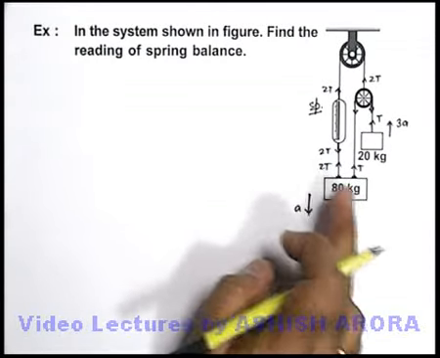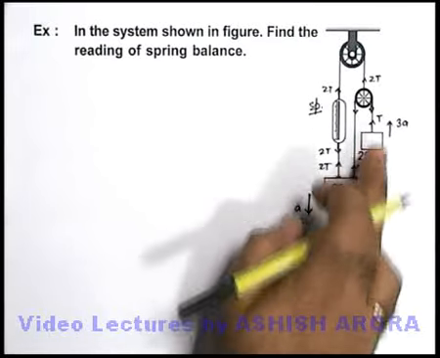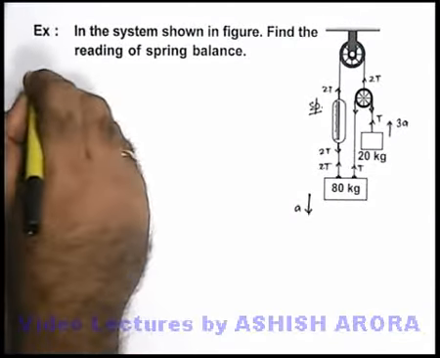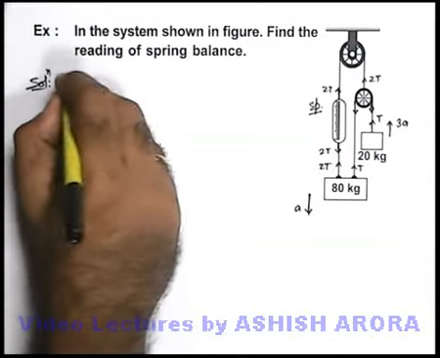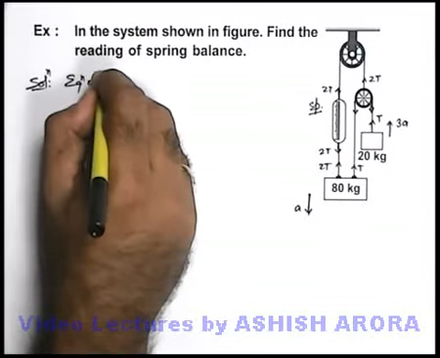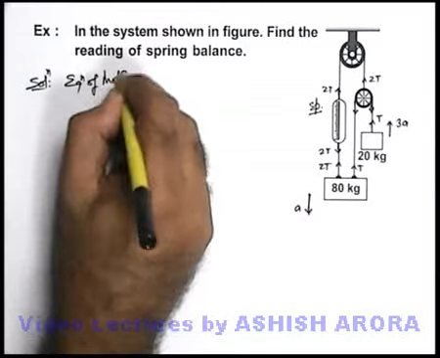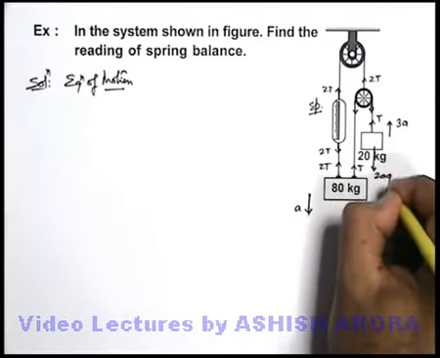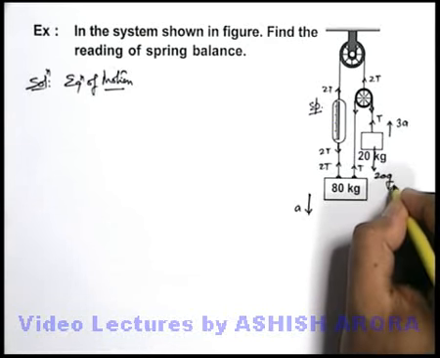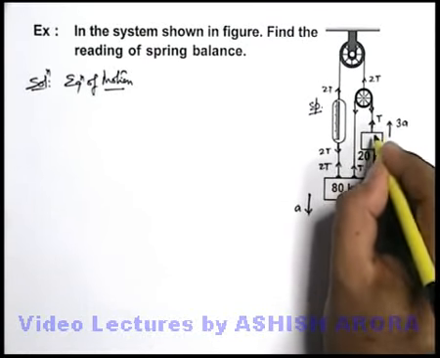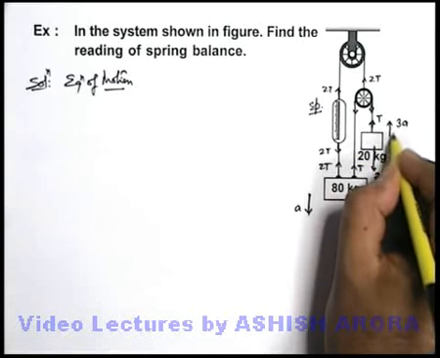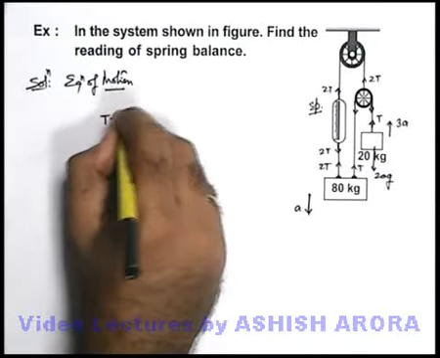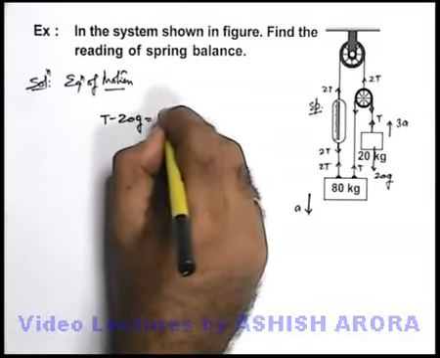So in this situation, if we wish to calculate the value of T, we have to write the equation of motion for the two blocks. Here we directly write the equation of motion of the two blocks. Like for the 20 kg block, we can say it is experiencing its weight in downward direction, that is 20g, and it is having a tensile force T in upward direction, and it is in all going up. So its equation can be written as T minus 20g is equal to 20 into 3a.